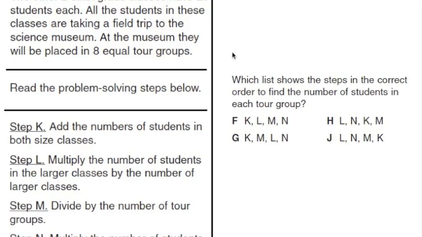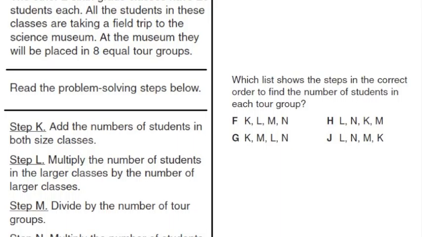I'm going to jump over here to the question. The question says, which list shows the steps in the correct order to find the number of students in each tour group? And then it lists our 4 different options. So we're going to have to figure out which is first, which is second, which is third, and which is fourth. What I do want to do with you is pull out some of the important information from the word problem.